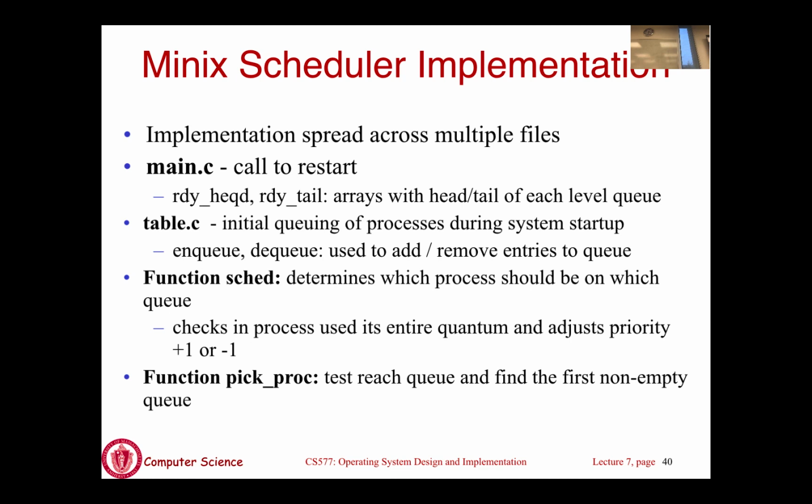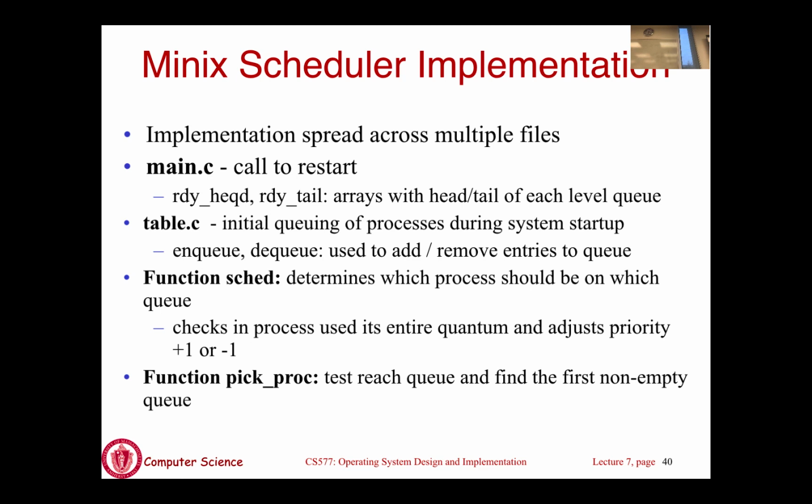And then there is a function called sched which decides which queue a process should be added to. That is where the priority levels are getting changed. And then there is another function called pick process, which is the one actually deciding that this is the process that is going to go next. It is essentially doing priority scheduling at that point: you take the highest priority non-empty queue, take the head of that queue, and schedule that process. So it is spread out a little bit, but once you get the hang of it, it is not hard to understand.